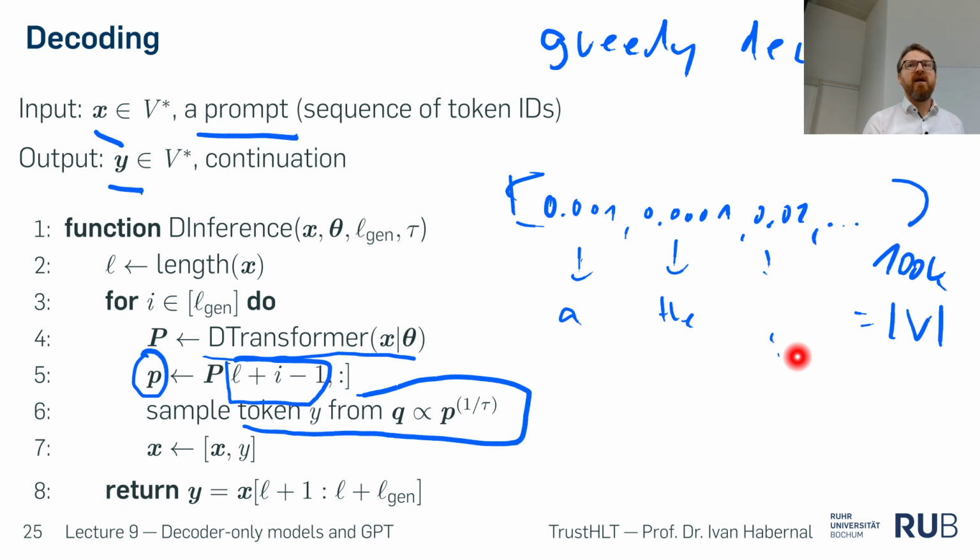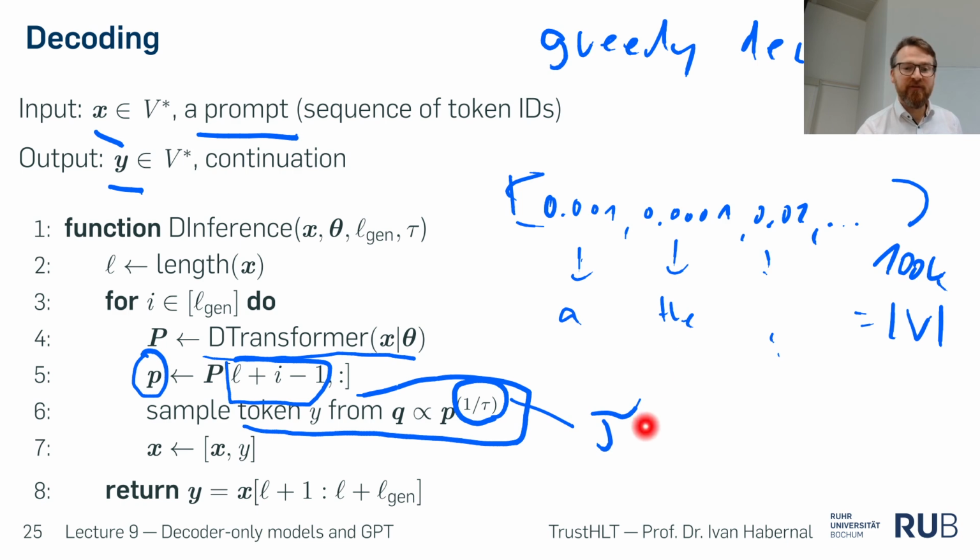The reason is that we are not using greedy decoding, we're using random sampling from this probability distribution. And of course, we are also changing the distribution a little bit by putting it to the power of something, 1 over tau. Do you know what that means? The tau thing?